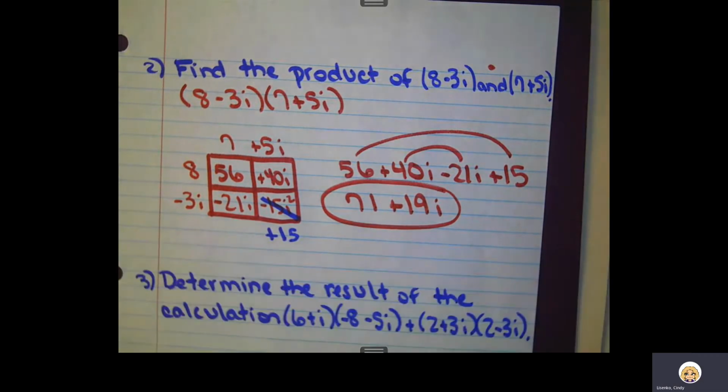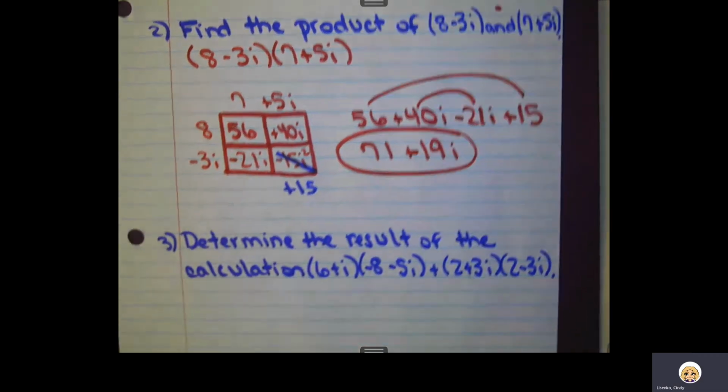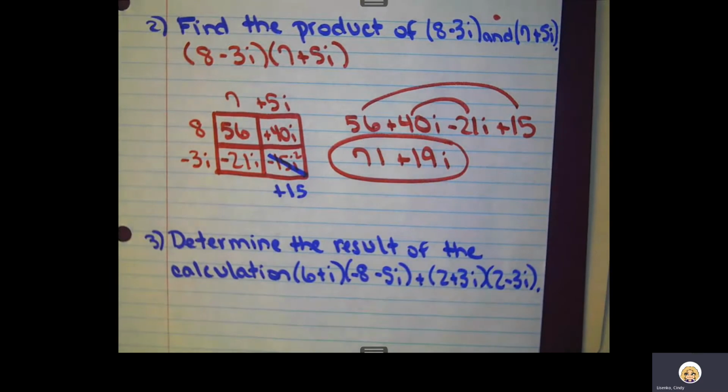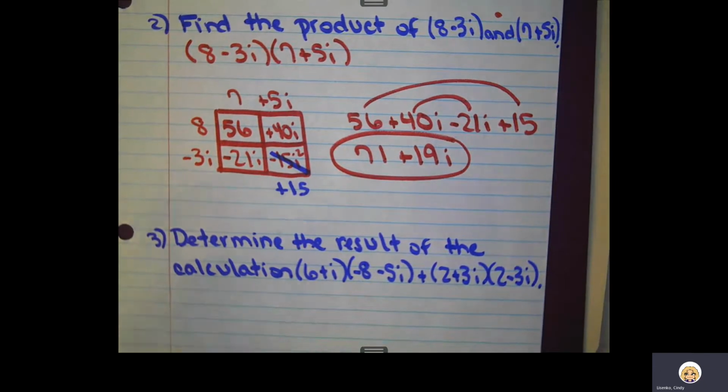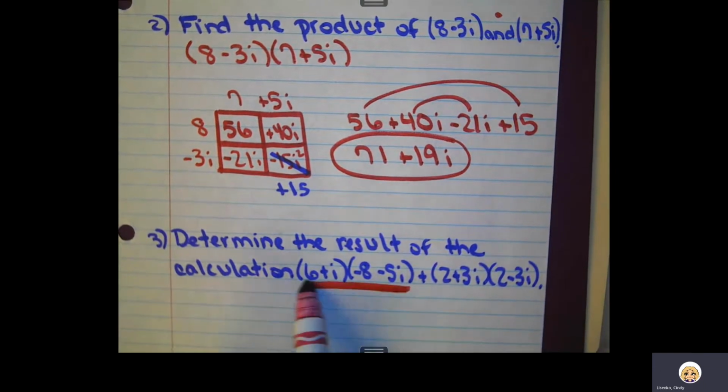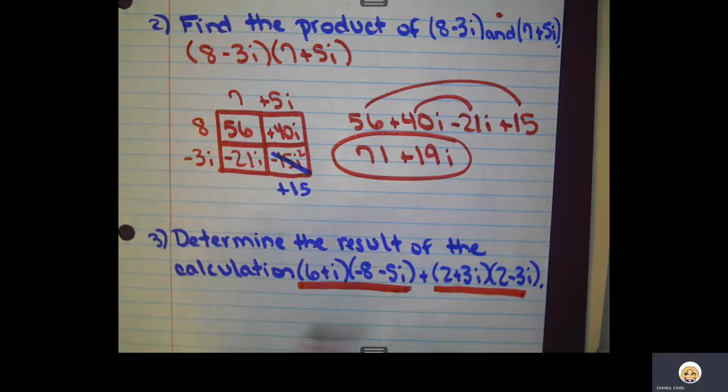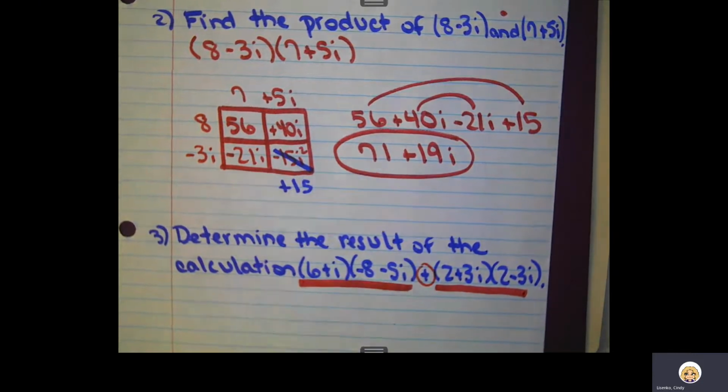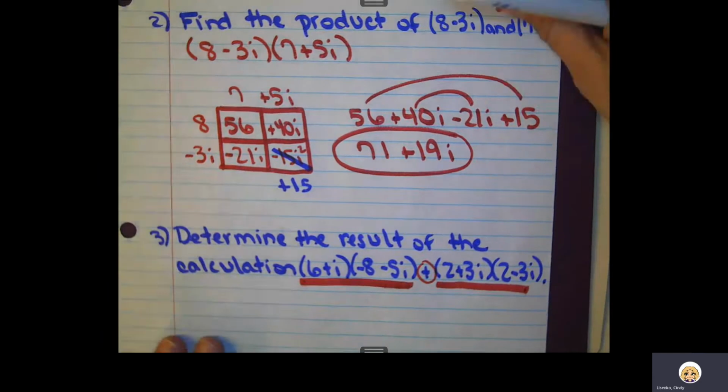Last question. Go ahead and take a second to write that down. And again, you're going to see all of these questions on your quiz. This question says, determine the result of the calculation. And then I gave you a bunch of terms. So go ahead and write this down if you need to. Since we have two sets of parentheses here, we're going to multiply these, and then we're going to add our terms together. So we're going to do these separately.